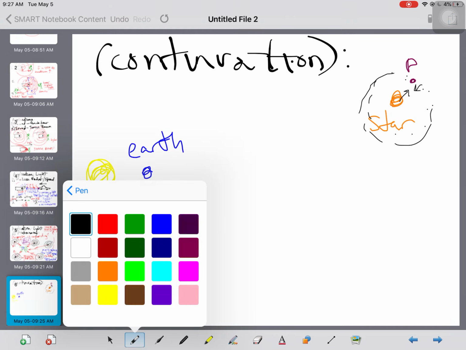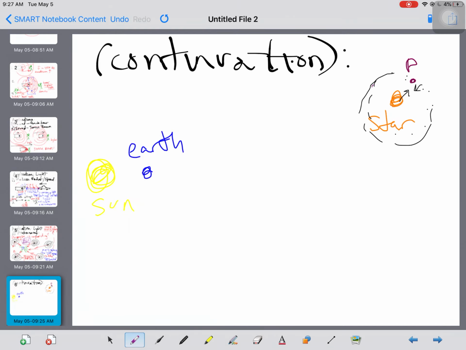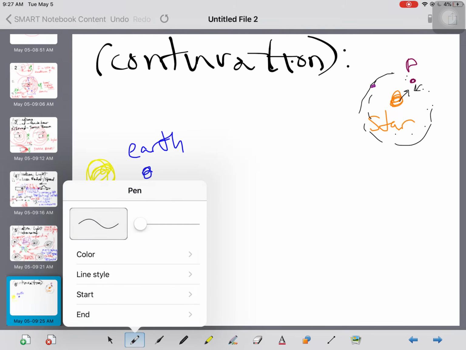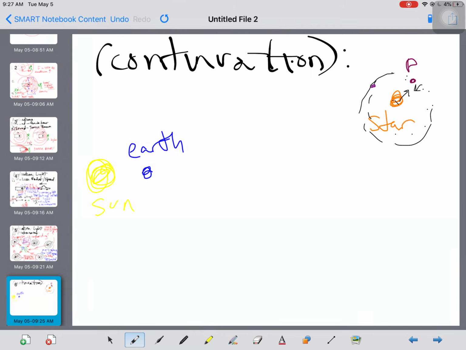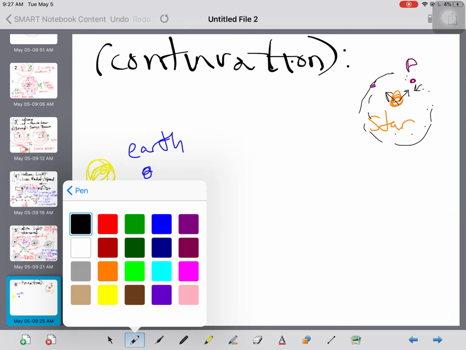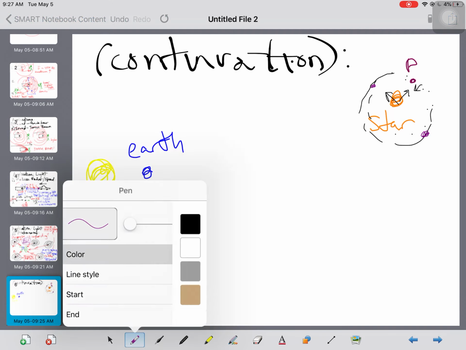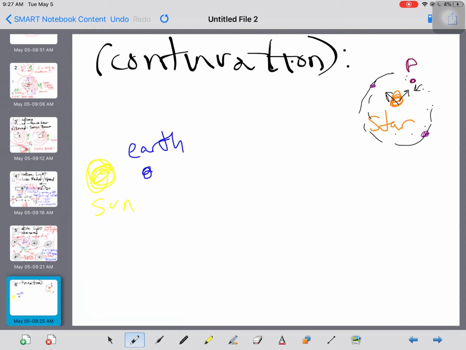So if the planet is over here, the star gets tugged a little this way toward it, just a little. And if the planet is instead over here, the star gets tugged a little bit this way. And this repeats. So it gets tugged this way, then this way, then this way, then this way.